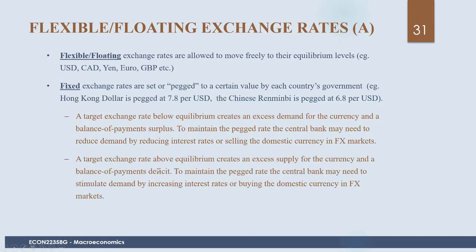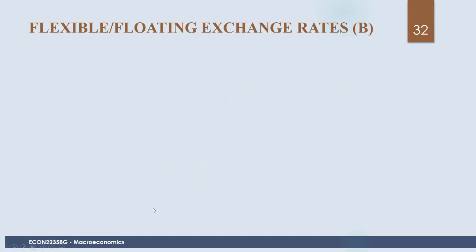And the other situation would be if the target exchange rate is above the equilibrium, it will create the opposite situation where you have an excess supply of the currency and a balance of payments deficit. So then the central bank, in order to maintain the fixed exchange rate, would have to buy this supply of Canadian dollars. But what is it going to buy it with? It has to buy it with foreign exchange, and it only has a certain amount of foreign exchange reserves. So it can only do this for so long before it runs out of foreign exchange reserves.